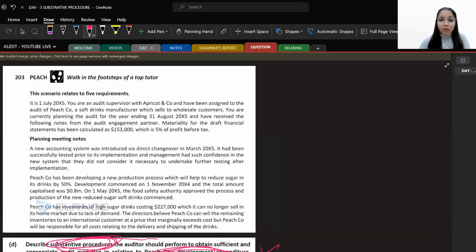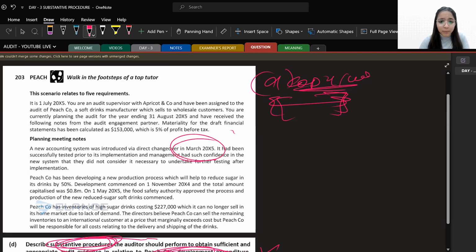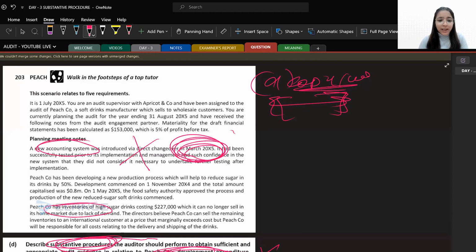What you can do for the D part, just say which para I need to use. Just copy paste it on your Word art and see, will I be using the first para for my procedures? Because it talks about the new accounting system. So obviously I will not be using this para, right? The third para talks about the inventories, right? So I'll not be using this para. So I'll only use this para in order to make my procedures correct or wrong.